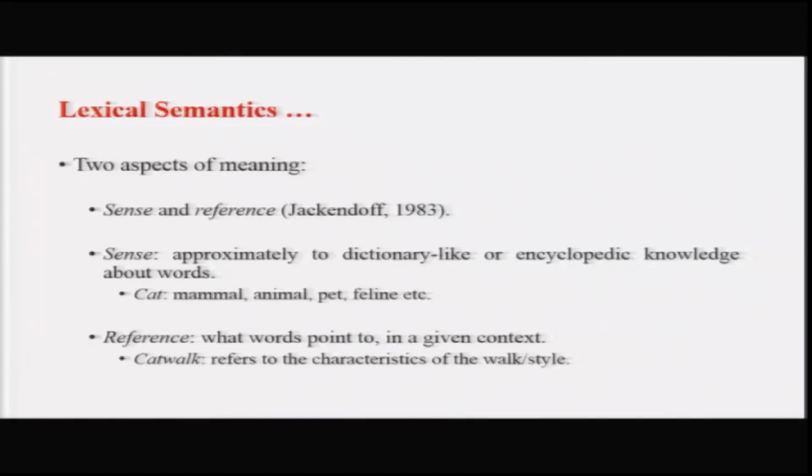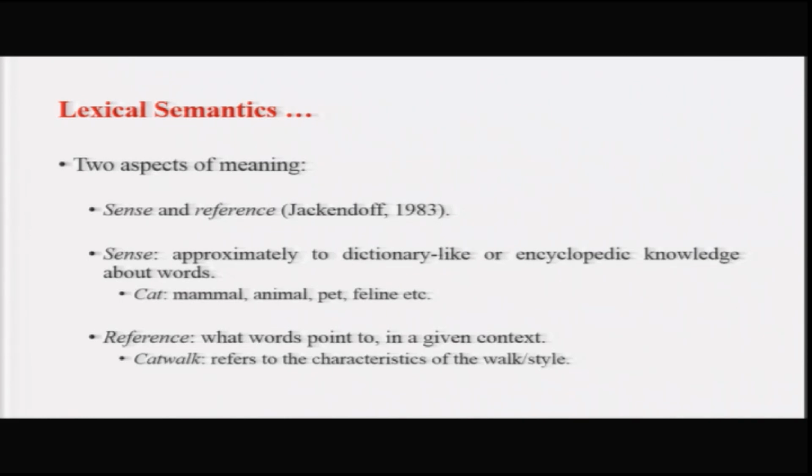So, Jackendoff actually says that there are two aspects to the meaning of a particular word. One is sense, the other is reference. And he distinguishes between them, and he says sense is the approximate dictionary-like entry to a word. Suppose I was showing you this dictionary-like entry of the word. If you look at the dictionary-like entry of the word cat, cat is mammal, animal, pet, feline, those kinds of things will come in, 4 legs, a tail and whiskers and 2 ears, and all of that will come into that dictionary-like entry.